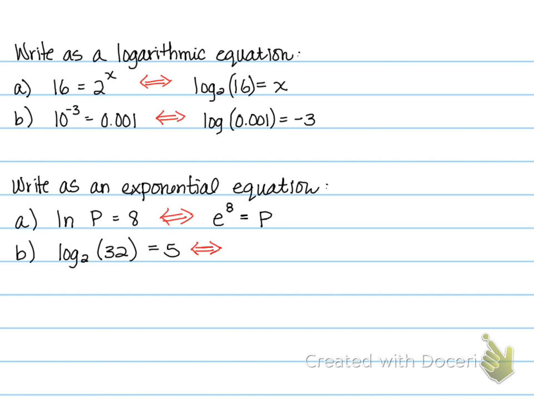Log base 2 of 32 is equal to 5. So if I want to write that as an exponential expression, my base is the base of the logarithm. The base of the logarithm and the base of the exponential expression are the same. 2, yes. And then what's my exponent? 5, because the logarithm is equal to the exponent every single time. And then that 32 is the only number left.